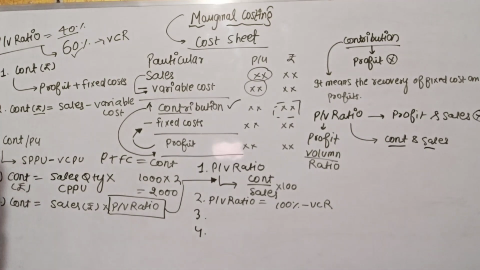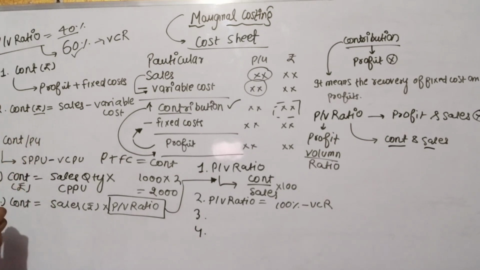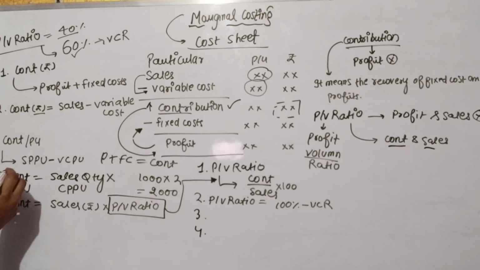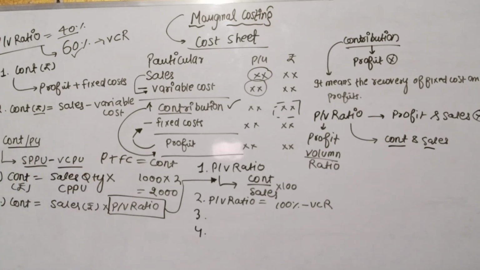Now we had a formula of contribution per unit: selling price per unit minus variable cost per unit. In the same manner we will have a formula for PV ratio as well.